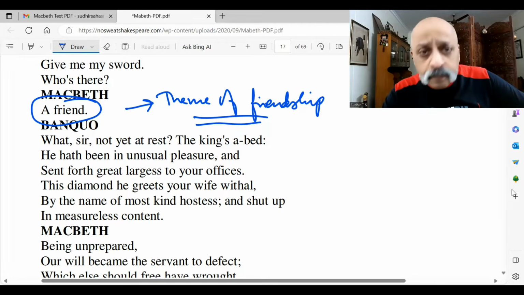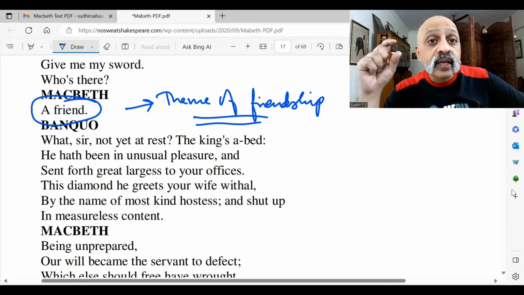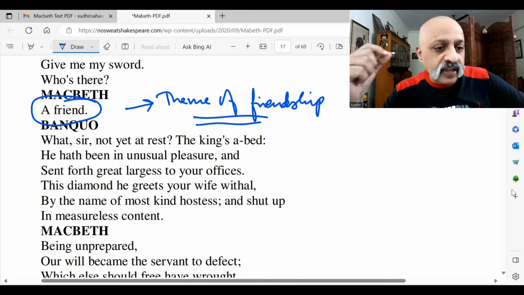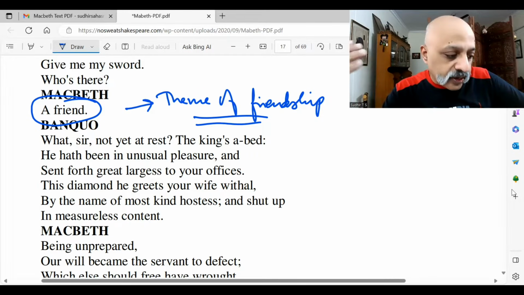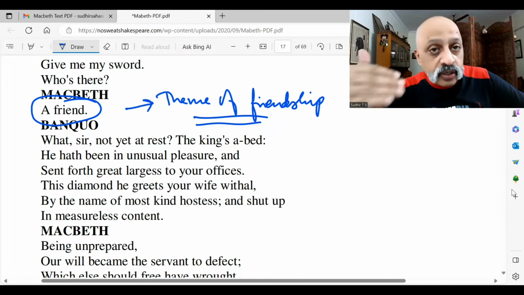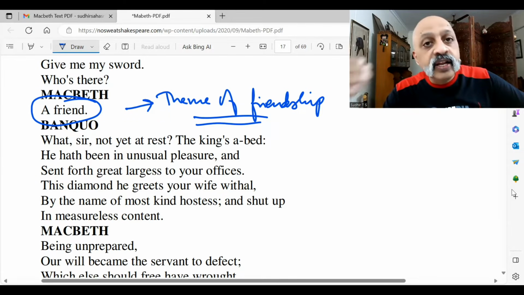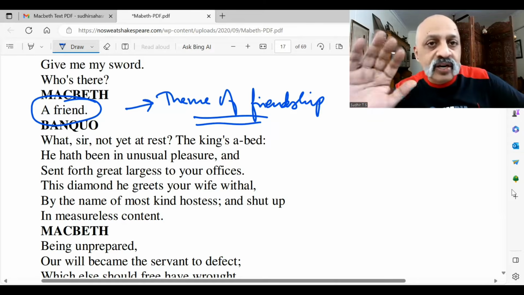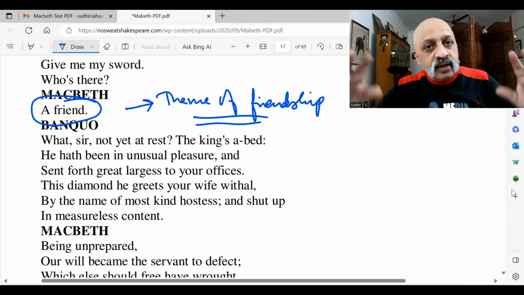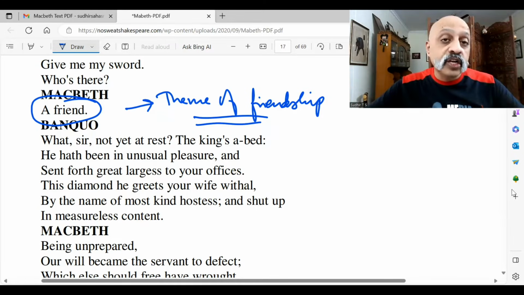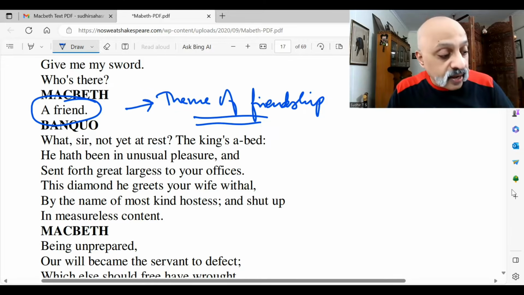और आपकी वाइफ लेडी मैकबेथ के लिए ये डायमंड उन्होंने पुरस्कार के रूप में दिया है by the name of the most kind hostess because she has been a very kind hostess and shut up in measureless content and she ensured that he retired to bed feeling most comfortable. Measureless content मतलब जिसके की गिनती भी ना की जाए उतनी खुशी के साथ डनकन सोने के लिए गया है.